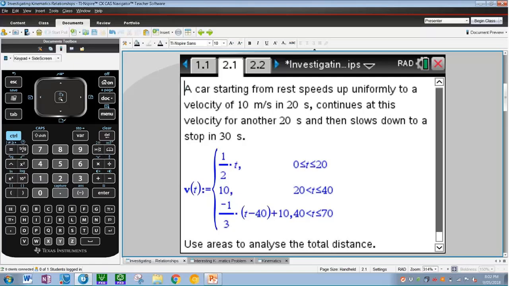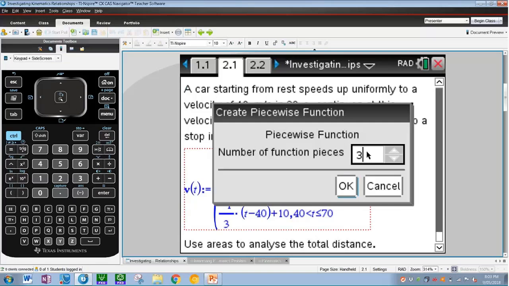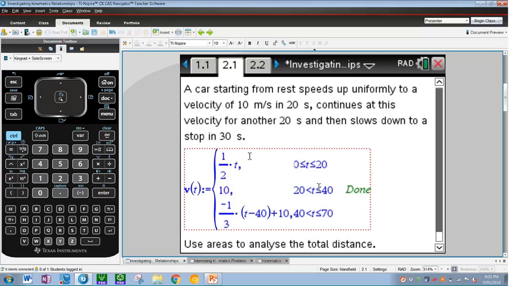In case you're wondering how do you get a hybrid function, what you could do is press the template button here, which is next to the catalog. You press that, and this option here has three pieces, I guess, for the piecewise function. When you click on it, the calculator asks you how many pieces you would like. So when I made this, I used 3 pieces, and I gave the respective domains for them.